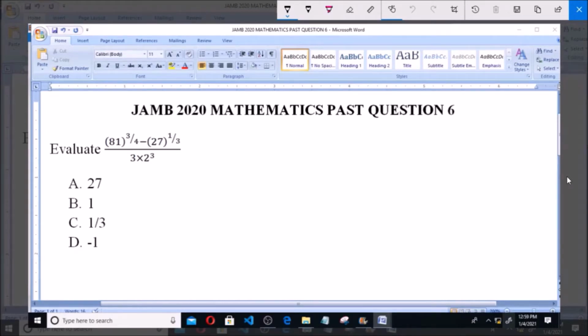Evaluate 81 raised to the power of 3 over 4 minus 27 raised to the power of 1 over 3, all over 3 multiplied by 2 raised to the power of 3. And the options are given below.